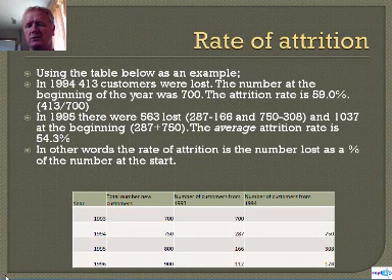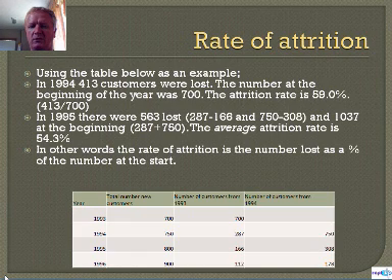Great, so let's go on to the first ratio, and that's the rate of attrition. Using the table below as an example, we can see that in 1994 there were 413 customers that were lost. The number at the beginning of the year was 700, and the attrition rate is therefore 59%, which is 413 divided by 700. In 1995 there were 563 lost, but we lost some from two different cohorts.